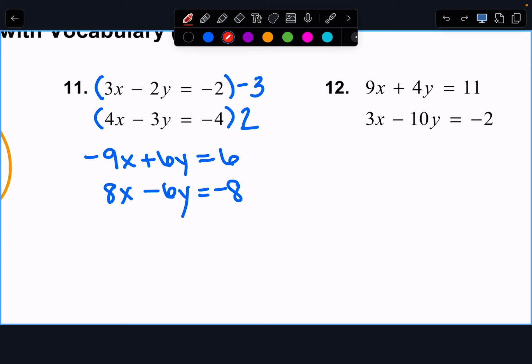Okay? All right, so now let's do our elimination. When we add these together, the y's eliminate, and we have -x equals -2.